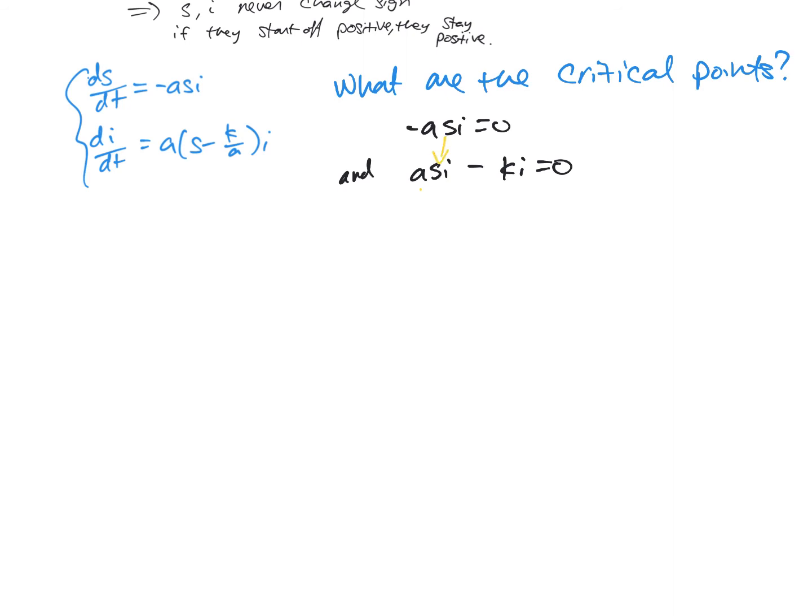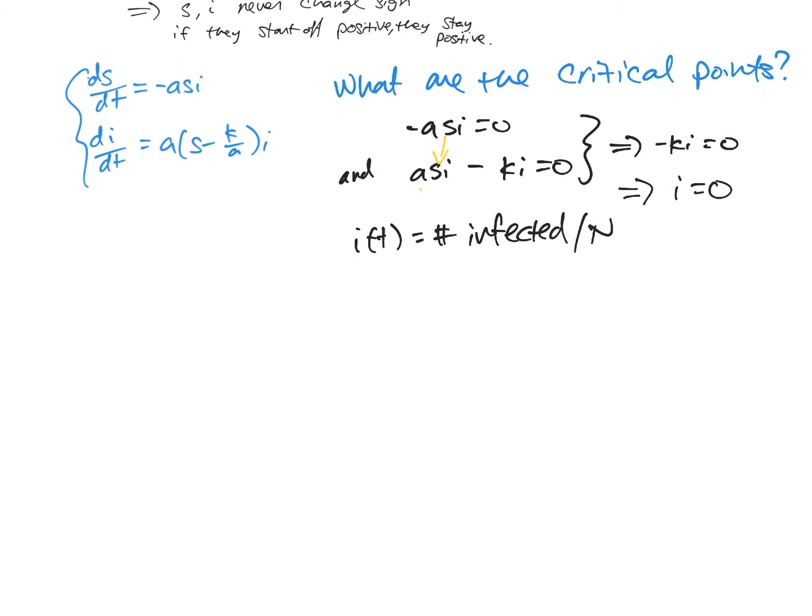So if negative aSI equals 0, that cancels that one out. So both of these together imply that negative kI equals 0. But k can't be 0 because it's our constant. So we get I has to be equal to 0. That's the only critical point, or the only criterion. There's no restriction on S, and that makes sense, since I of t is the number of infected people per the population, and that's the stable point where we have no infected people anymore.